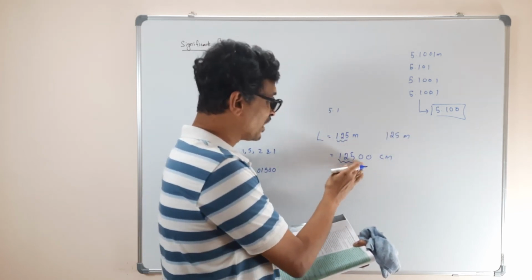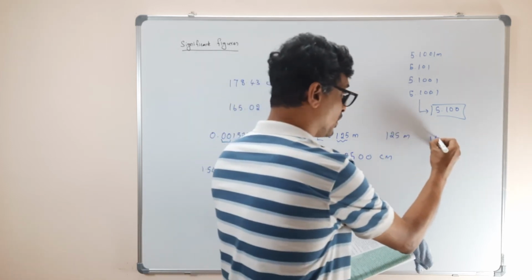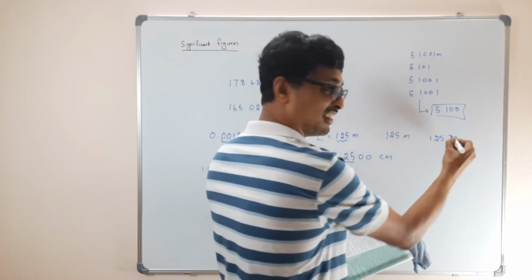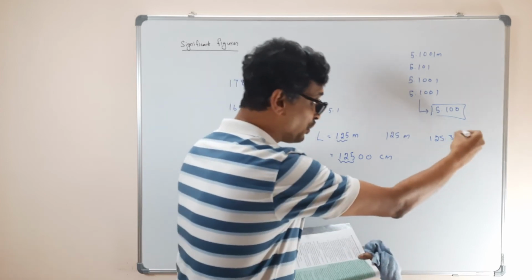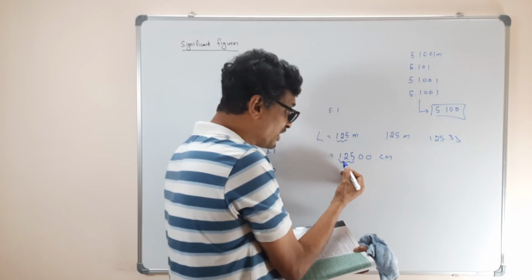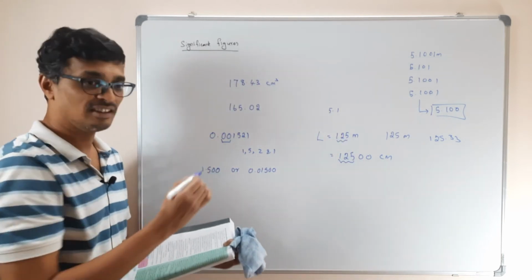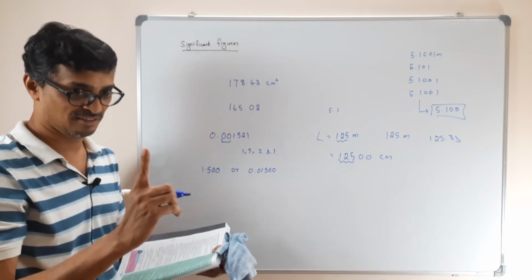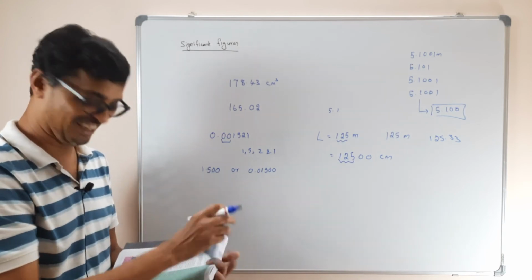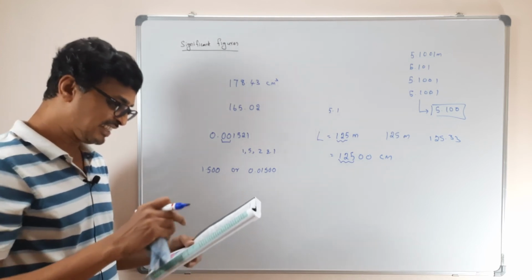Now when I multiply by 100, you take 12500, but the actual number may be 125.33. This you don't measure, so it is not significant. So here your significant figures will be 125 only. This cheating is not allowed in physics. So that's the other interesting part.